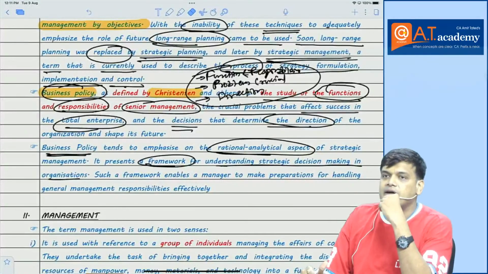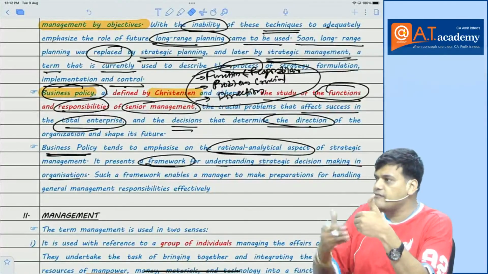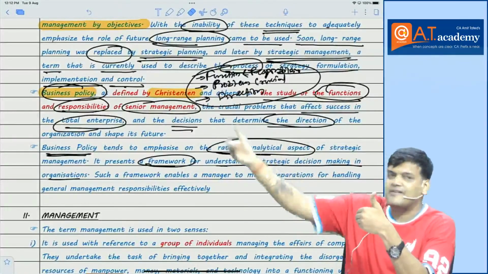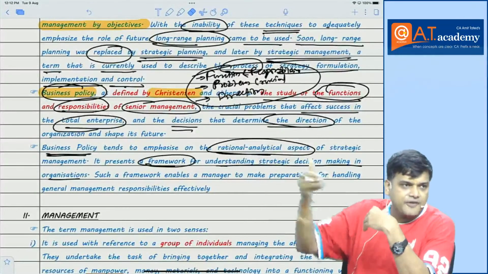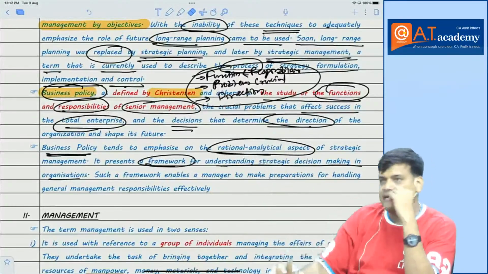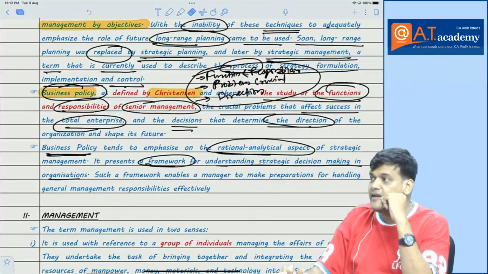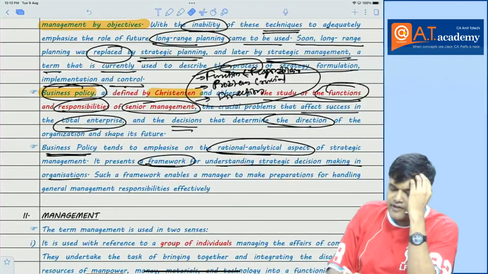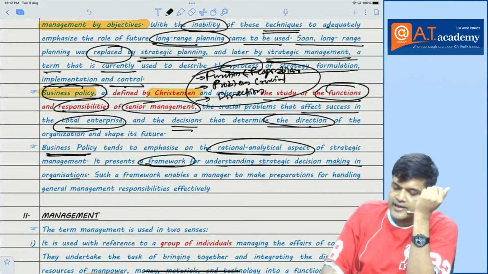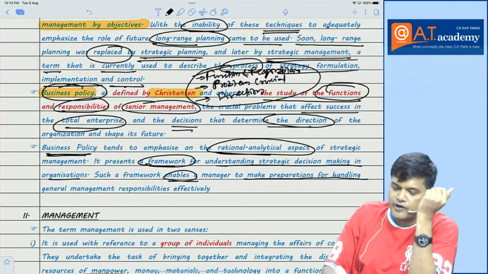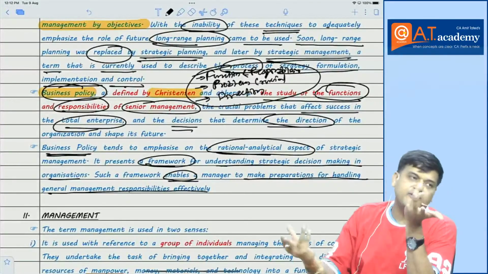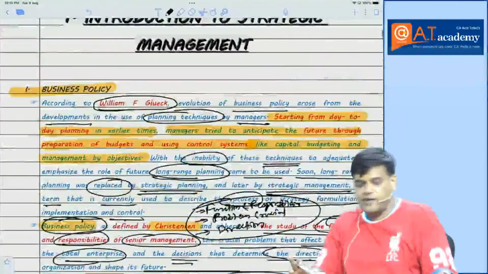Example, yesterday I gave you a framework for the number of days ahead, कैसे जाने वाले हैं. That is called a framework. Everybody clear? That is always called a framework. Pakka? Once the framework is done, such a framework enables managers to make preparation for handling general management responsibility effectively. This is your first point to be focused on.